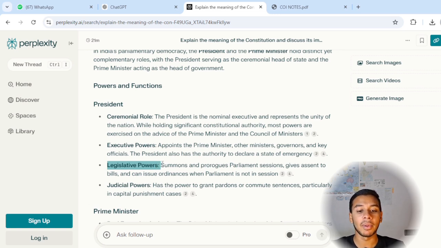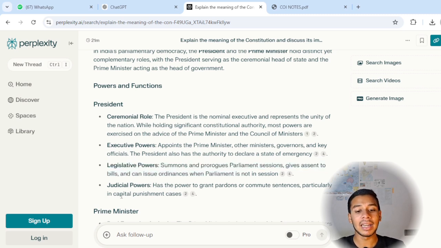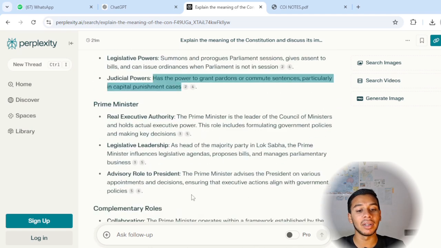Fourth one would be legislative powers. You guys can understand this one. The President summons and prorogues parliament sessions, gives assent to bills and can issue ordinances when parliament is not in session. Judicial powers: the President has the power to grant pardons or commute sentences, particularly in capital punishment cases.